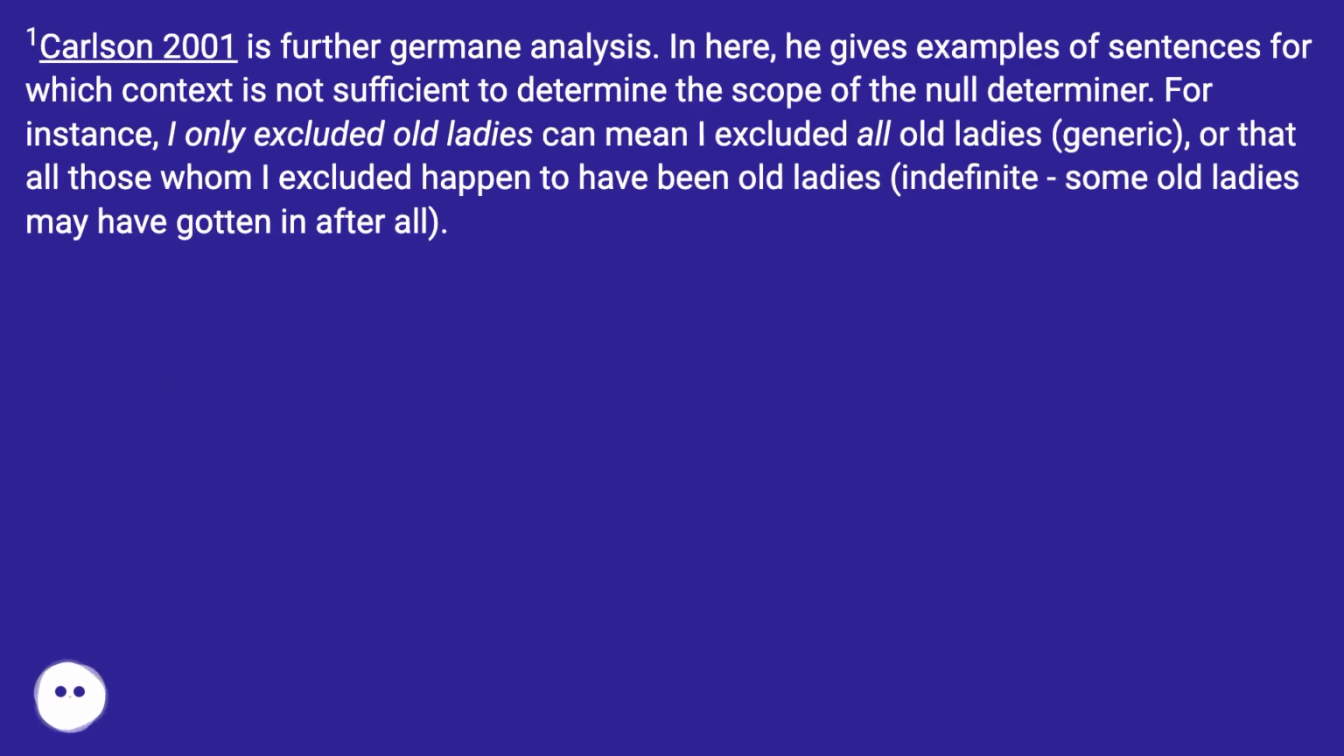Carlson 2001 is further germane analysis. In here, he gives examples of sentences for which context is not sufficient to determine the scope of the null determiner. For instance, "I only excluded old ladies" can mean I excluded all old ladies, generic, or that all those whom I excluded happen to have been old ladies, indefinite; some old ladies may have gotten in after all.